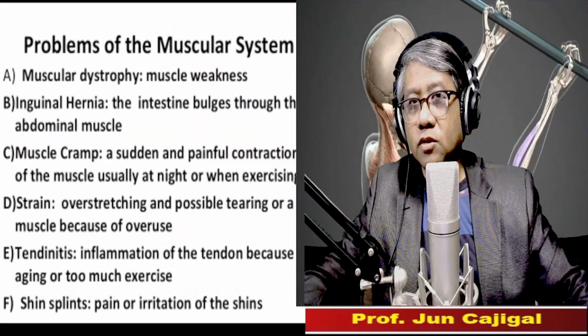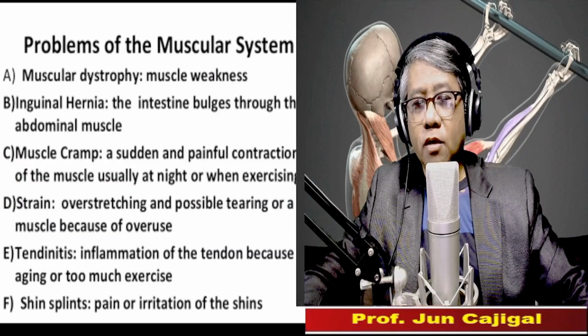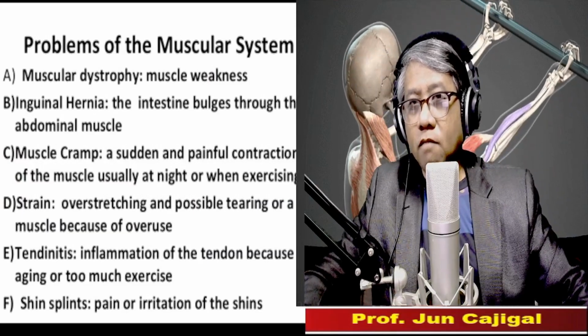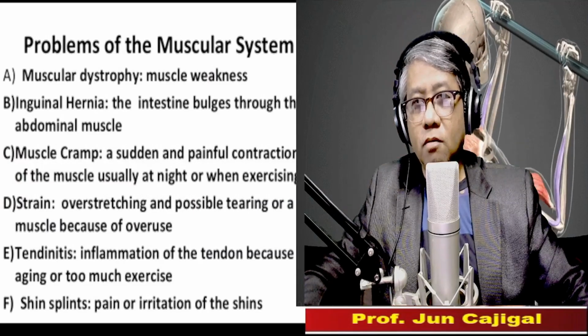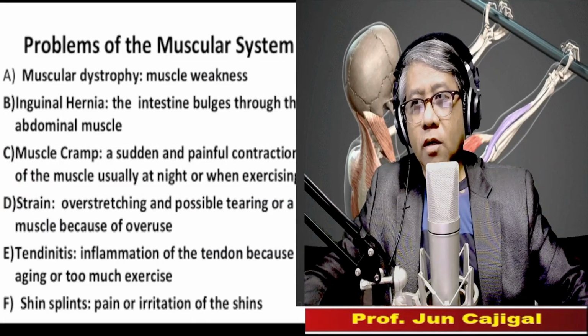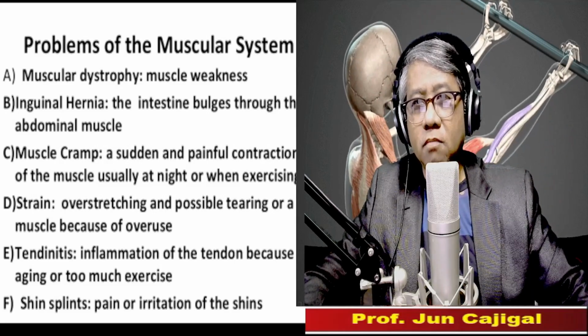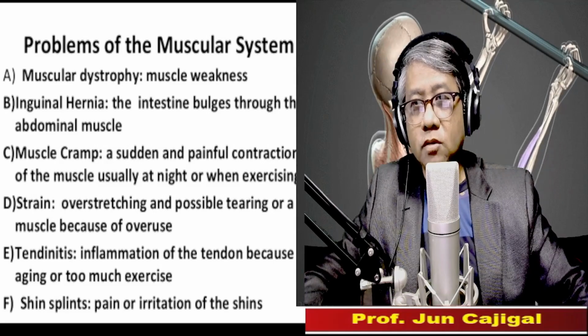Alright, so I hope you have learned a lot about the muscular system through that short video. Now, before we end, I just would like to point out some problems involving the muscular system. So we have the following, such as muscular dystrophy that involves the weakening of the muscles. Then we have inguinal hernia. This involves the intestine that bulges through the abdominal muscle.